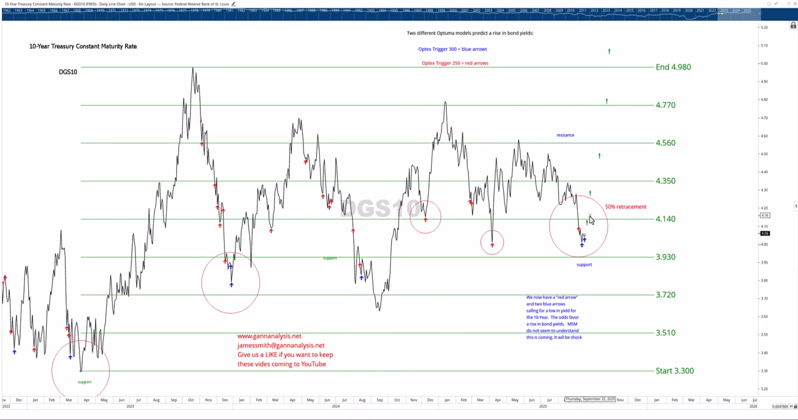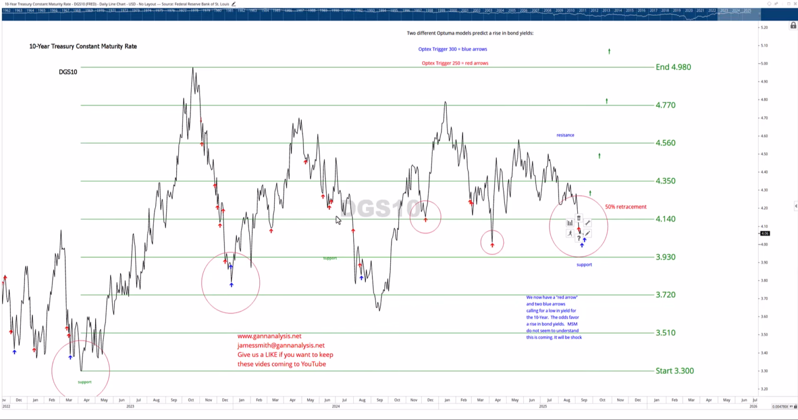And the other thing I would point out here is that the blue arrow is Optex Trigger 300, a computer model from Optima software that I use. And the red arrows are from Optex Trigger 250, another computer model. Now, you might notice that it doesn't work some of the times.